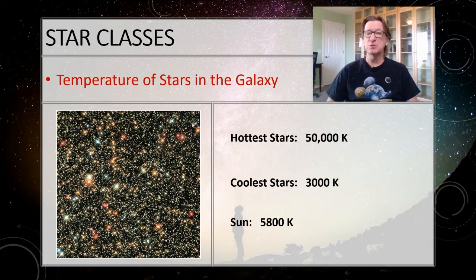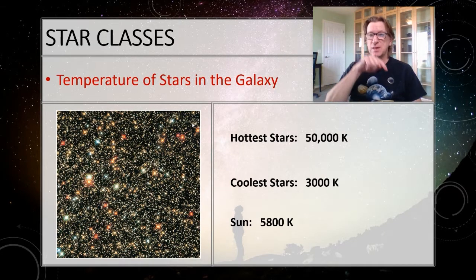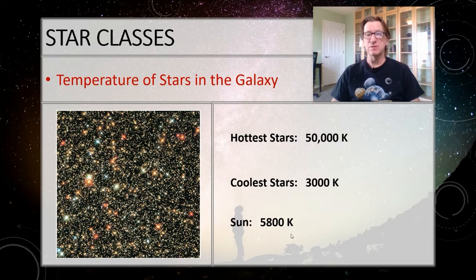When we're looking at the temperature, remember we get the temperature from Wien's law. We look at that peak wavelength. So I can just sit here and look at the peak color for each of these stars and then figure out their temperatures. The hottest stars that we see are about 50,000 Kelvin. For comparison, the sun is about 5,800 Kelvin. So this is almost 10 times as hot as the sun. The coolest stars are about 3,000 Kelvin.